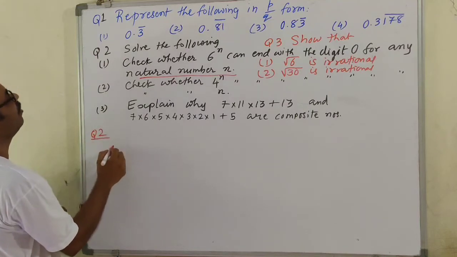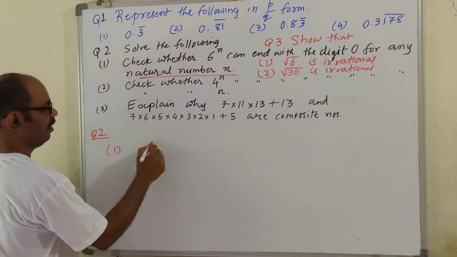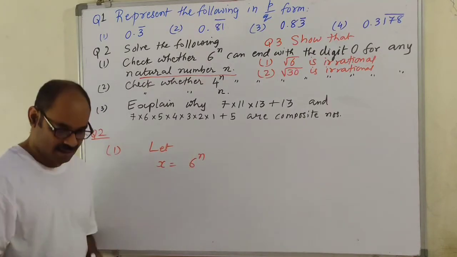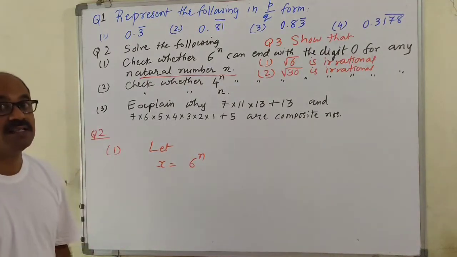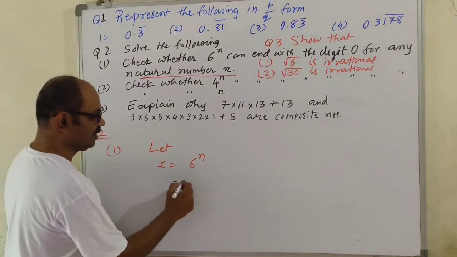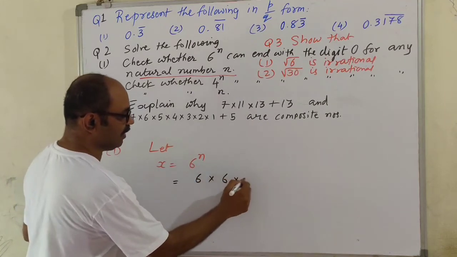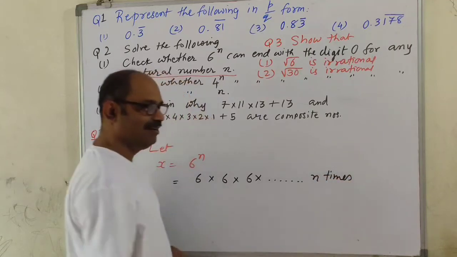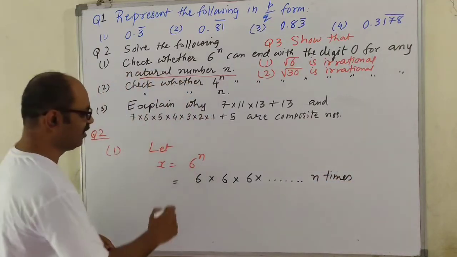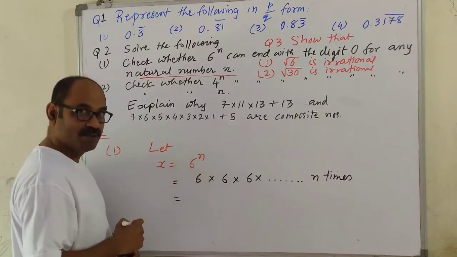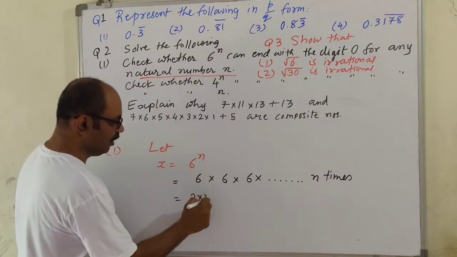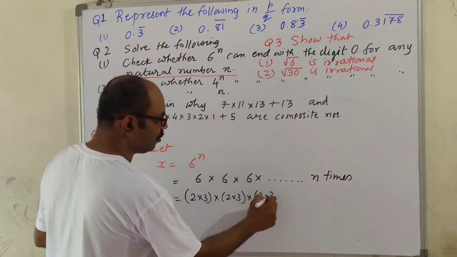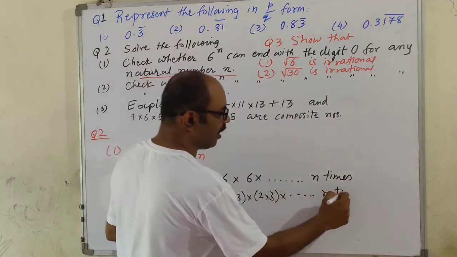Question 2 now. Okay? उसमें first one. Here also I'll call, let x is equal to 6 raised to n. That is equal to 6 into 6 into 6 into 6, n times. Am I right? That is the definition. Alright, concept of power. Now 6 is a composite number, so it has prime factors: 2 into 3, I'll put in the bracket, 2 into 3, 2 into 3, dot dot dot, n times.